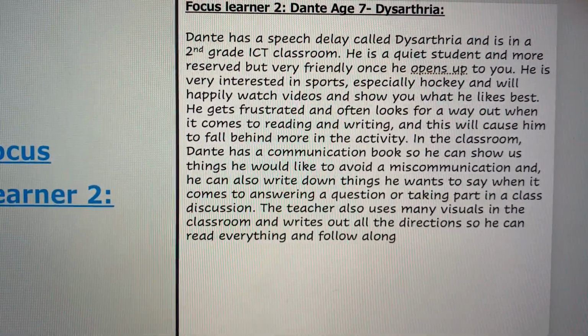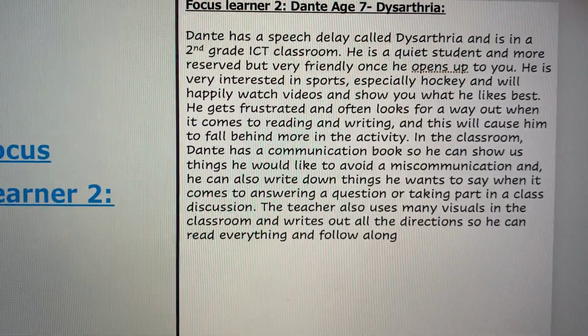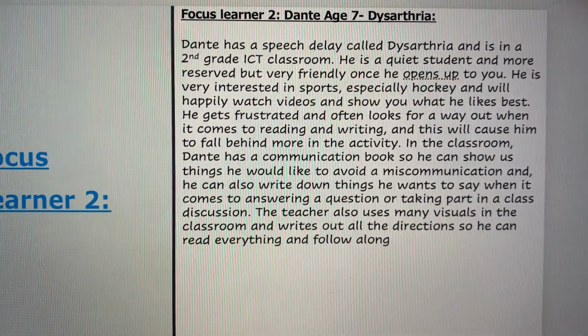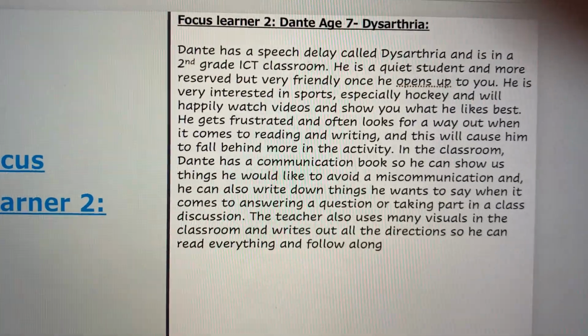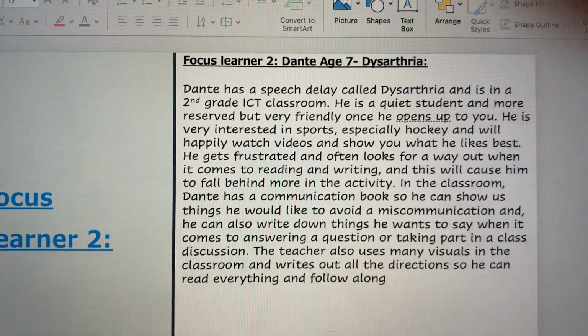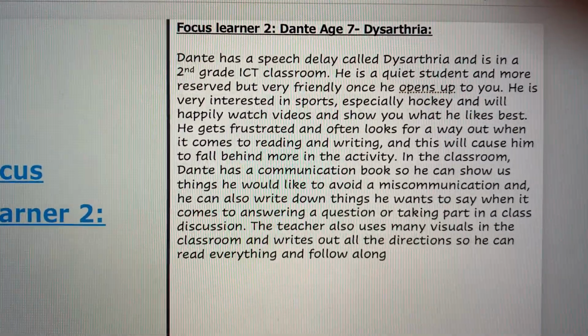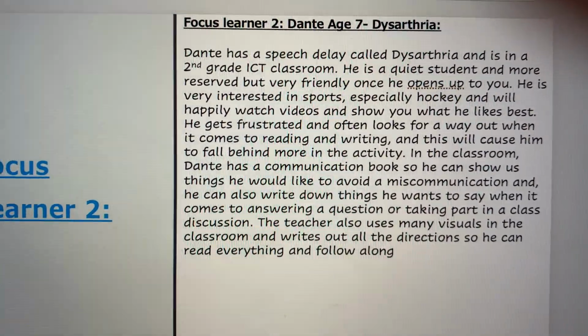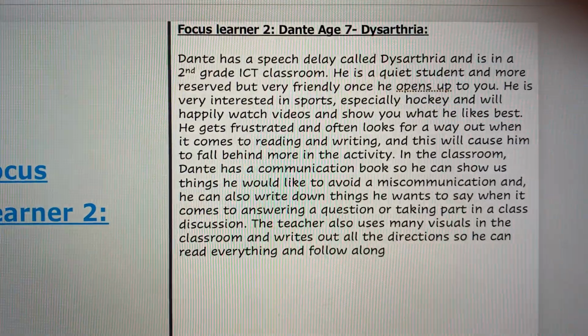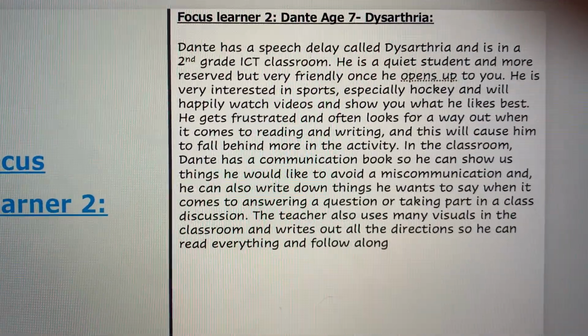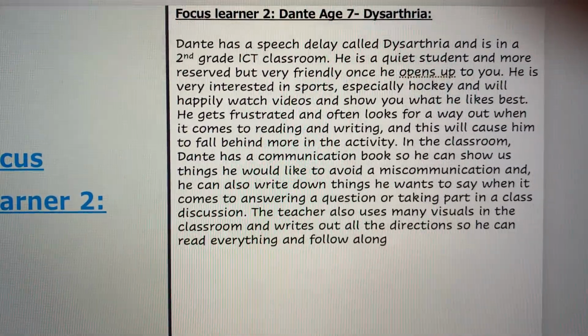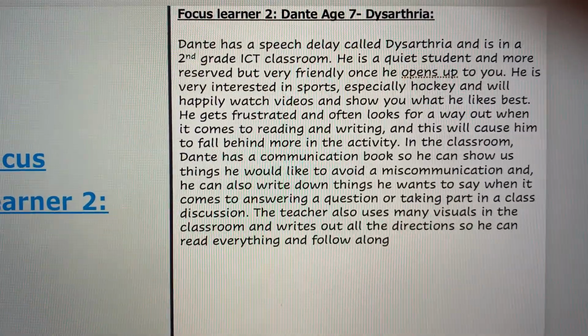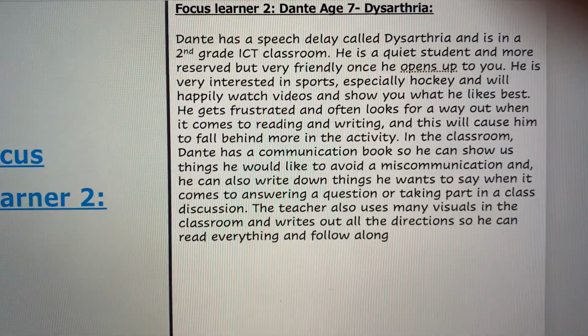So in the classroom, Dante has a communication book, so he can show us things that he would like, to avoid miscommunication. And he can also write down things he wants to say when it comes to answering questions and taking part in a class discussion. This will help with his frustration levels. And the teacher also uses many visuals in the classroom and writes out all the directions so he can read everything and follow along.